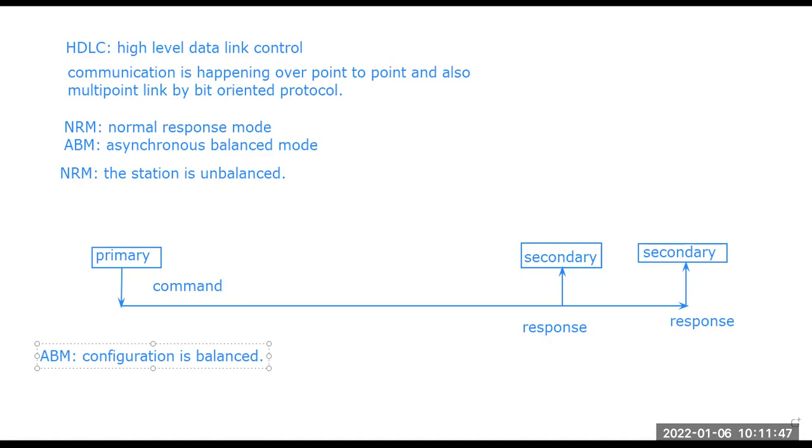So primary or secondary, both the stations can act as a primary and secondary. Now the scenario is when a particular station can act as a primary or secondary in both ways, then both can send a command, and at the same time both can also respond.